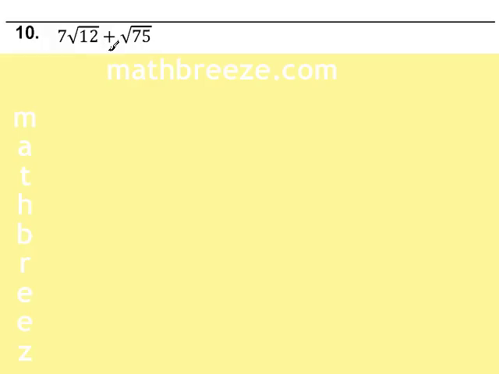In number 10, again, we want to simplify and hopefully end up with like radicals so we can combine these. So let's factor 12 as 4 times 3, since 4 is a perfect square. And 75 as 25 times 3, because 25 is a perfect square. Okay, so take the square root of those perfect squares. Square root of 4 is 2. Square root of 25 is 5.